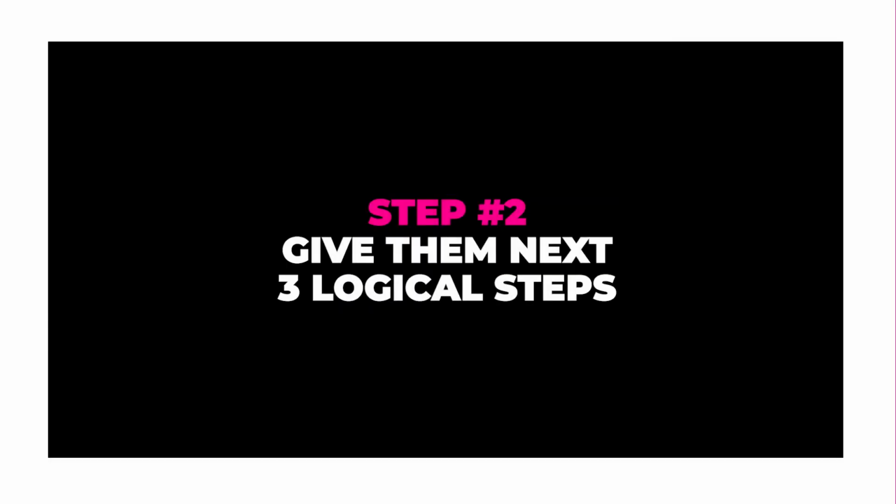Step number two, give them the next 3 logical steps. So if they've downloaded your lead magnet, they have a specific problem at the moment. But what is the next problem that they're going to have, or what is the next thing that they're going to want to know? And then what's the next and the next thing after that? If you know the next 3 steps that they need to know, or the next 3 questions that they would likely ask, then you can create 3 emails based around those questions and make sure that the next 3 emails that go out to them provide them with that information.